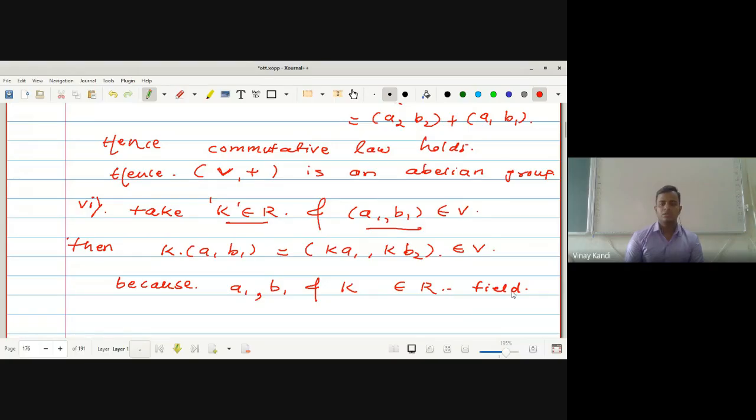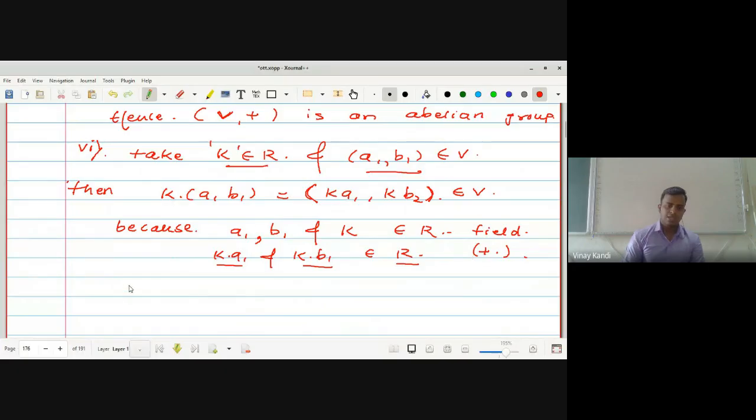Okay, this field means what? Addition and multiplication of R. So this is closed with respect to multiplication. So k a1 and k b1 are elements from R. If these two elements belong to R, then the ordered tuple (k a1, k b1) belongs to V. So this scalar multiplication law also holds.